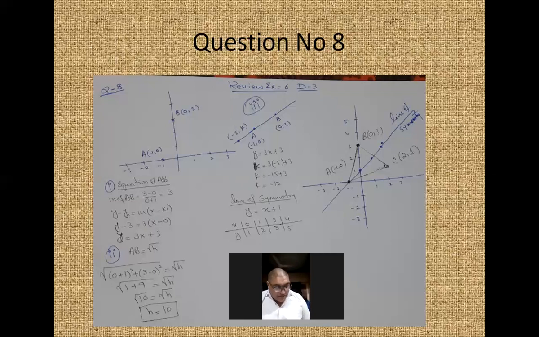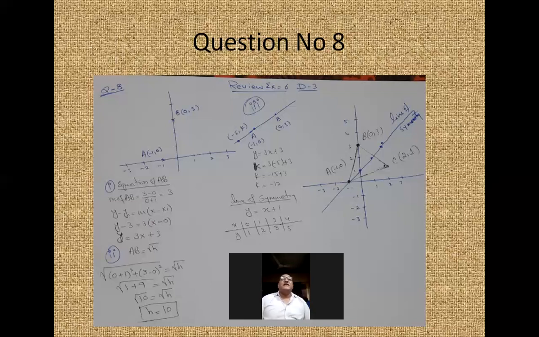Then we have the third part. He says, third part is find the value of the k. We are done with that. He says, fourth part, given that y equals x plus 1 is the line of symmetry of the triangle ABC, find the coordinates of C. So he has given us that there is a triangle, its name is ABC, and the line of symmetry of that triangle is y equals x plus 1.